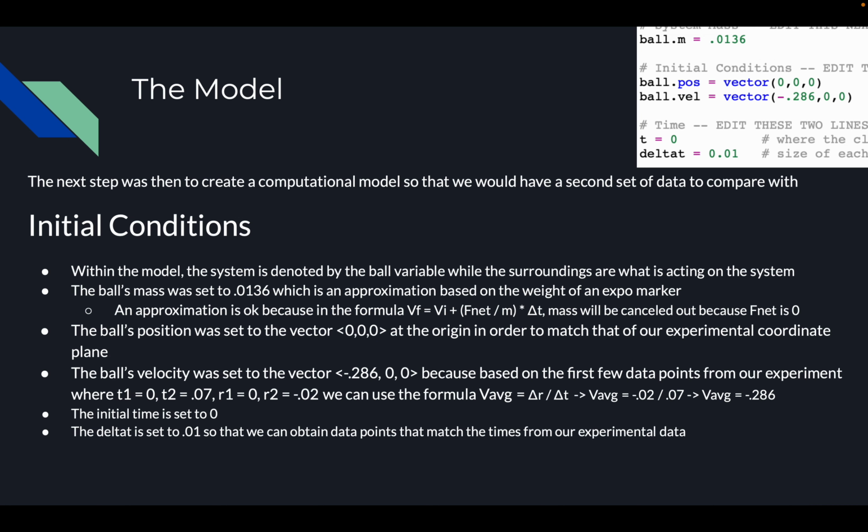We then created a computational model so that we could have data to compare with our experimental data. We first had to create initial conditions where the system is denoted by a ball variable, as opposed to the system being the wooden rod as previously. We set the ball's mass, which is not important because it will be canceled out when Fnet is 0. We set the position to be at the origin to match that of our experimental coordinate plane. And we set the ball's velocity to the vector negative 0.28600, which we obtained from a calculation using the first few data points from our experimental data.